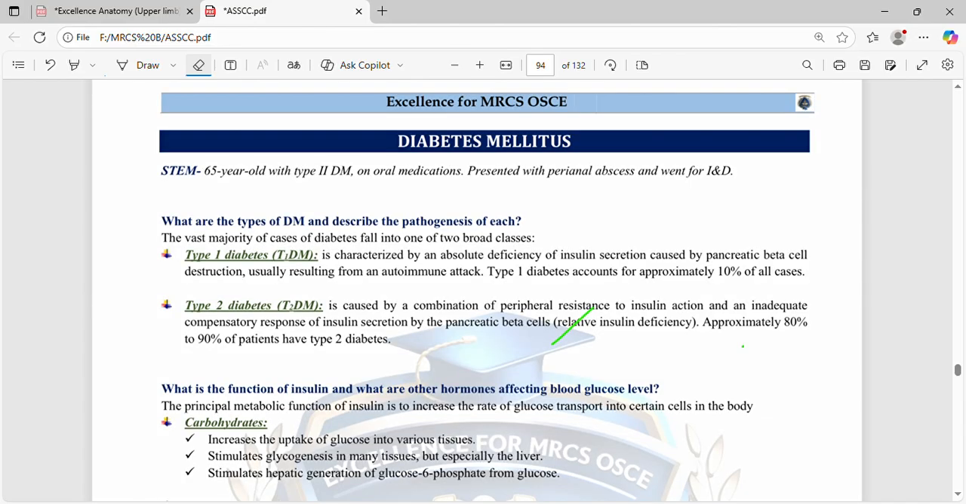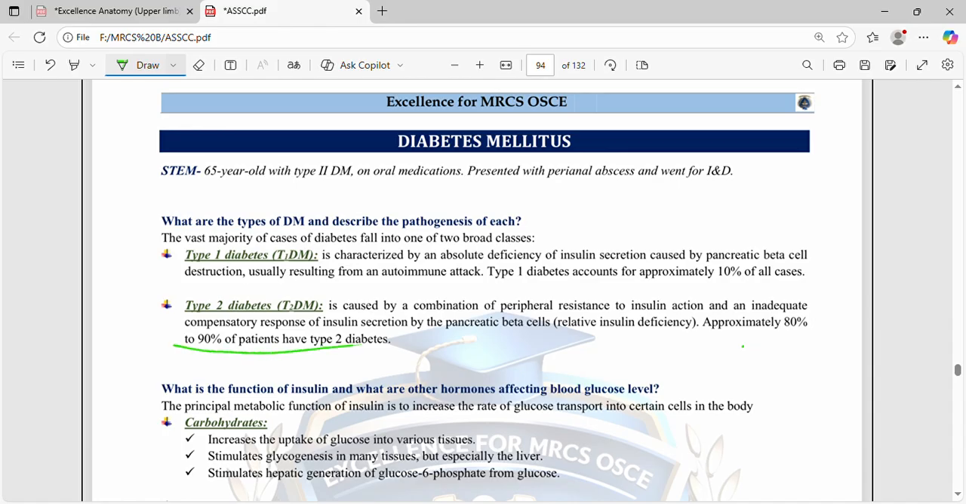So this is a bit of a milder kind of diabetes, and can be helped by drugs initially and lifestyle modifications. Later on, maybe there will be an insulin requirement. So this is the most common. About 90% of diabetes is type 2 diabetes mellitus.